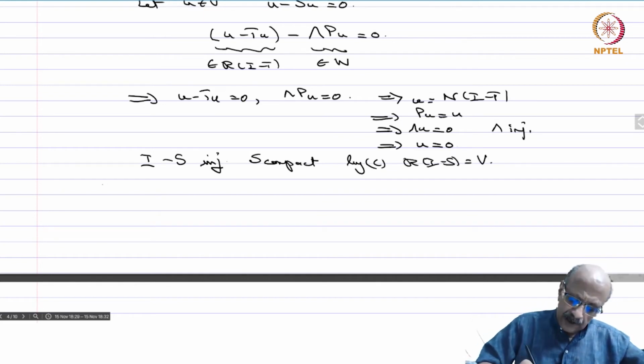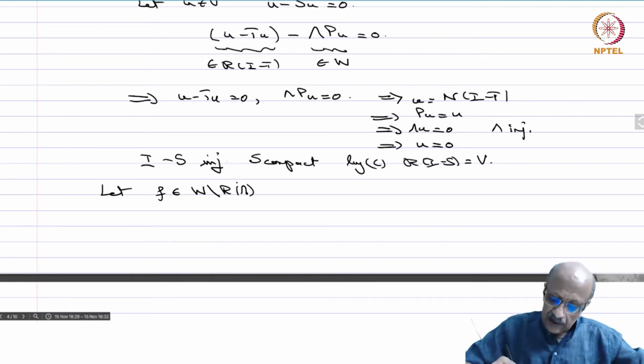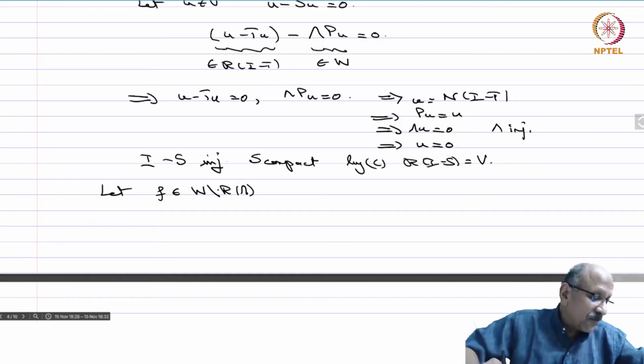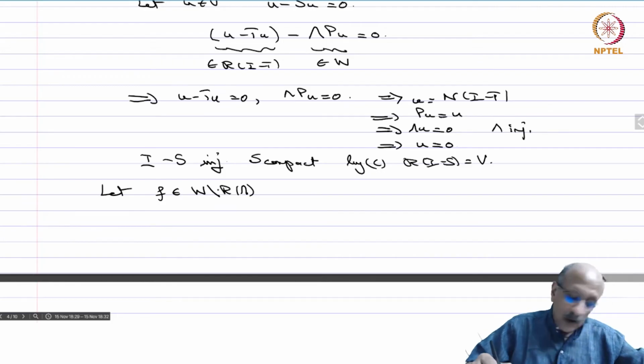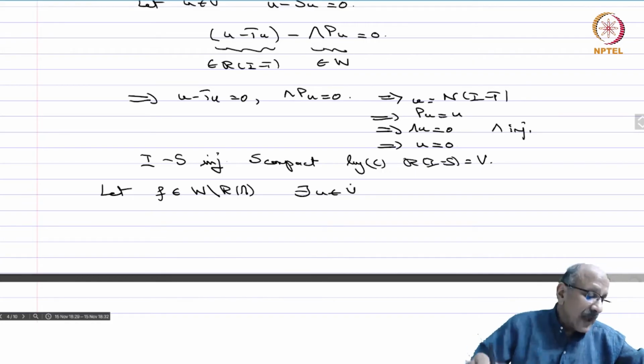Okay, so let F belong to W minus the range of lambda. That is what we know, that lambda is not surjective into W, and therefore you can find an F which is not in the range of this. Okay, so now I minus S is onto, so there exists a U in V such that U minus SU equal to F.